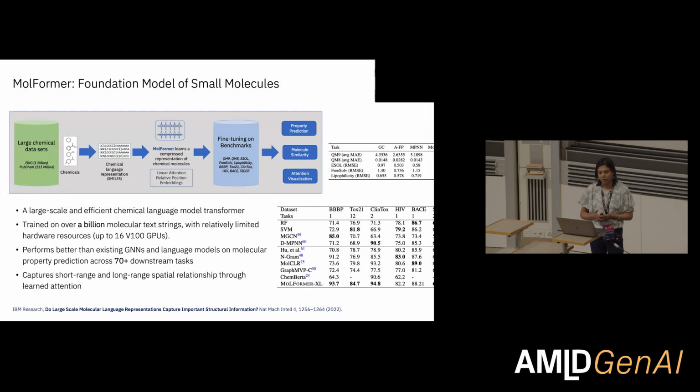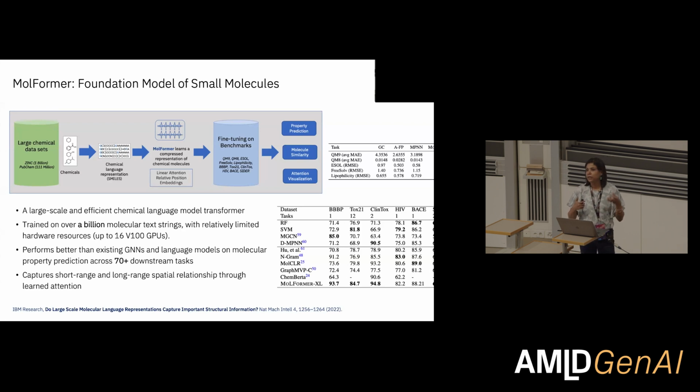And it took us only, I think, 5 or so days to do 4 epochs on this 1 billion chemical strings data set. As a result, what we get is this Molformer-XL model, which we then tested on many different benchmarks by fine-tuning the model on those different downstream tasks.